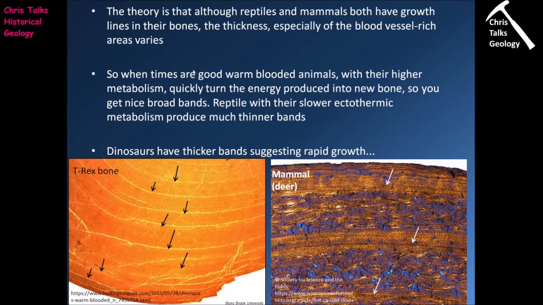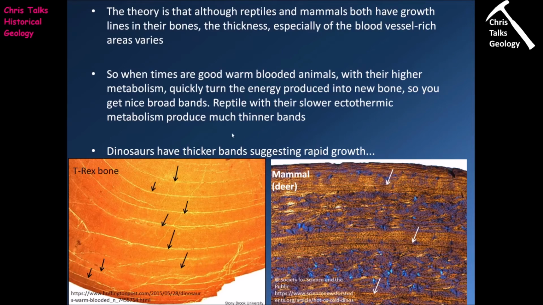So the theory is that although reptiles and mammals both have these growth lines in their bones, the thickness, especially with regards to the blood vessel rich portion of the areas of the bone, will be different. So the model suggests that cold-blooded animals, so ectotherms, will essentially grow more slowly, so they will typically have thinner bands in their bone. In contrast, endotherms, so warm-blooded animals, because we have a higher metabolism, we will grow faster, we will add new mass to our bones faster, and so we will tend to have much thicker growth bands in our bones.